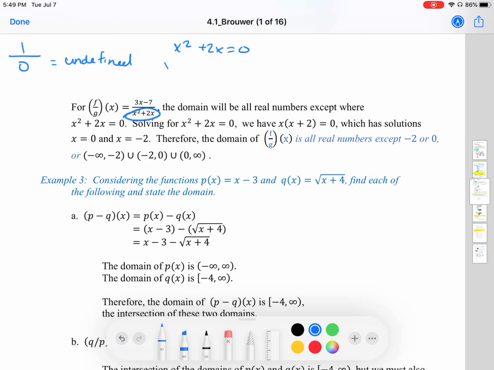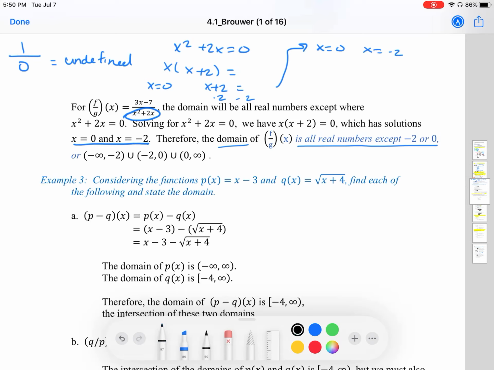If we solve, we can factor. And we can set our factors equal to 0 by the zero product property. And we get that our answer is x equals 0 and x equals negative 2. So therefore, our domain is all real numbers except negative 2 or 0.